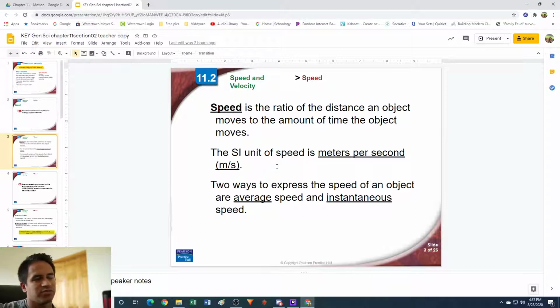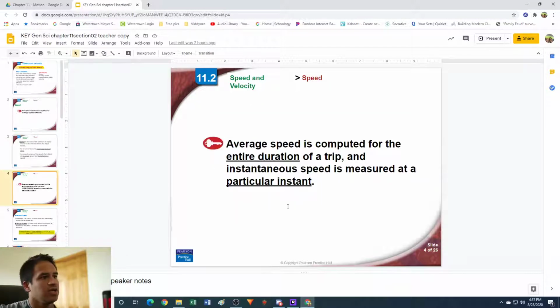Two ways to express the speed of an object are as average speed or instantaneous speed. Average speed is computed for the entire duration of a trip. As it sounds, it's an average, which you can get in one of two ways. One, you could add up all your speeds throughout your trip, at different portions of the trip, and then divide by however many you added, like you would for any other average.